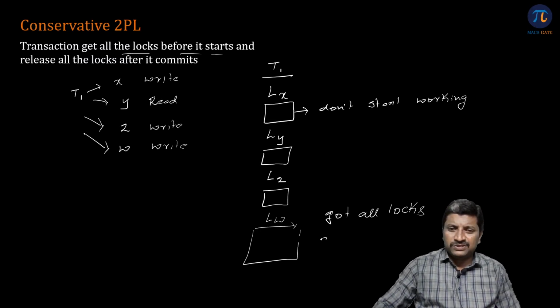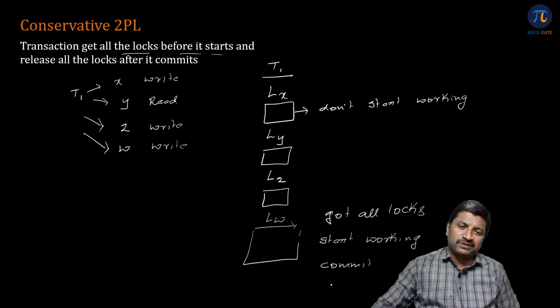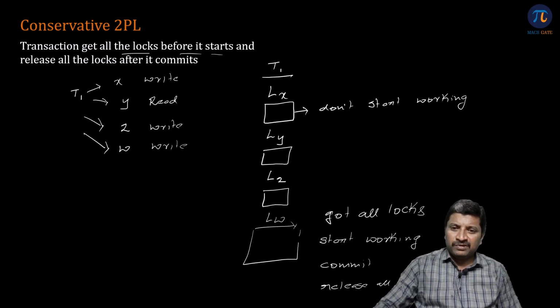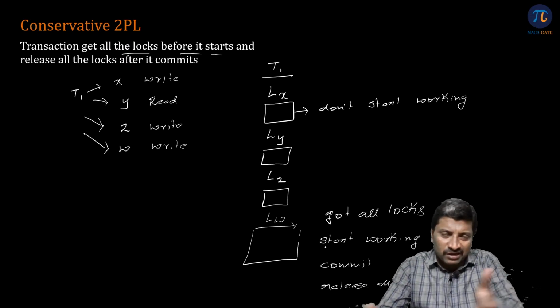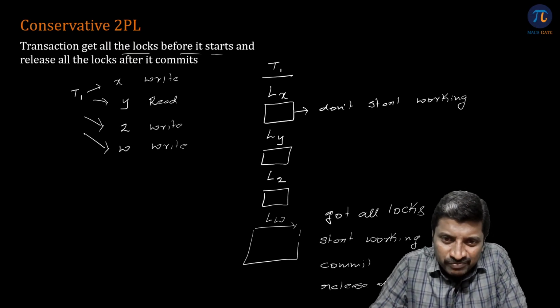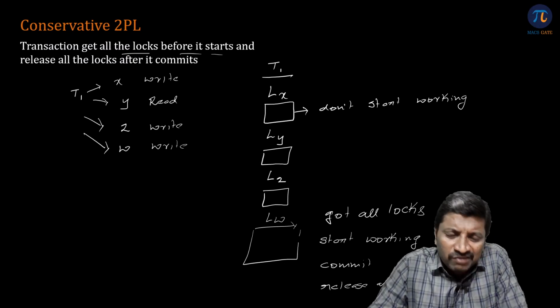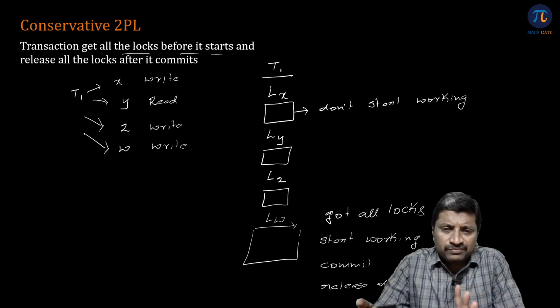Got all locks. So start working. Then commit. Commit in the sense you completed the entire work. Then release all locks. This is the very safe side. Once we start work, it means we have all the locks with us, so no one can stop us. I will do my work slowly. After I commit, I will release everything.